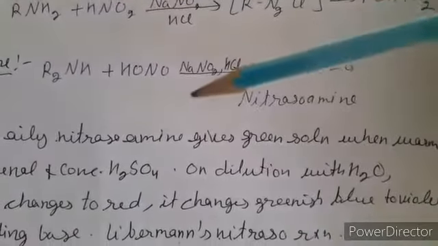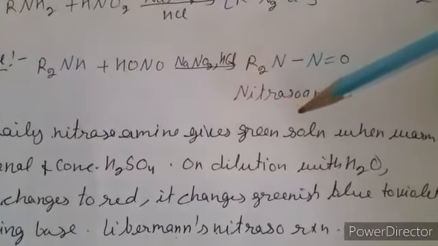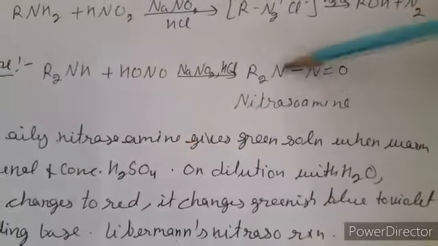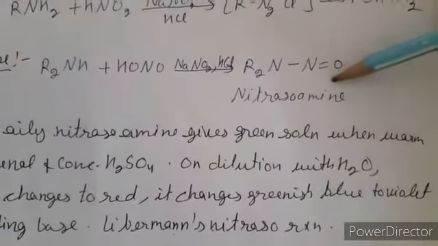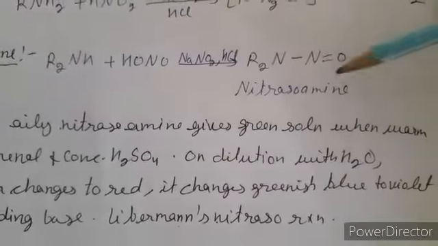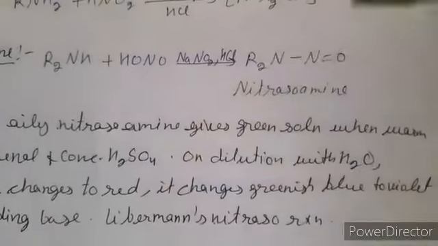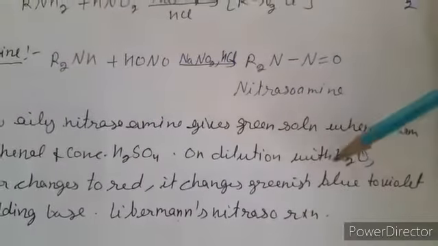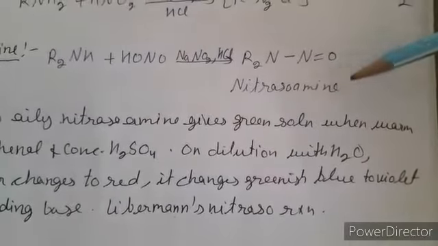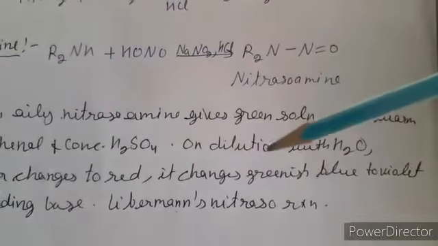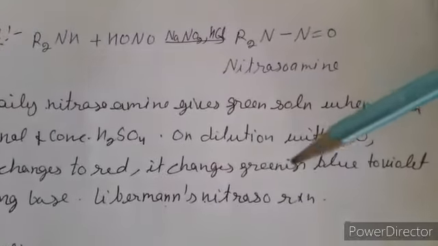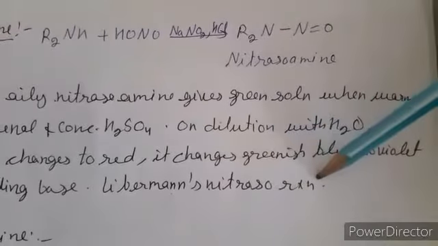This nitrosoamine is a yellow oily liquid. When warmed with phenol and concentrated sulfuric acid, its color becomes green. When we add water or dilute it, this color changes to red. If we add a base, sodium hydroxide or potassium hydroxide, to this greenish blue product of the nitrosoamine's reaction with phenol and sulfuric acid, it produces a violet color. This test is known as Liebermann's nitroso test.